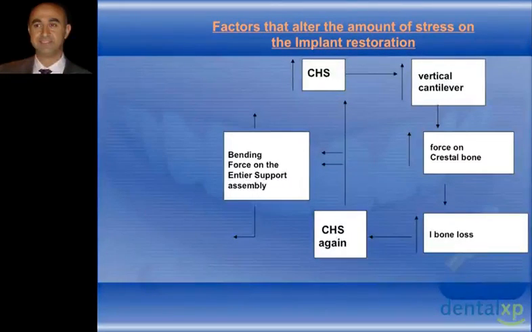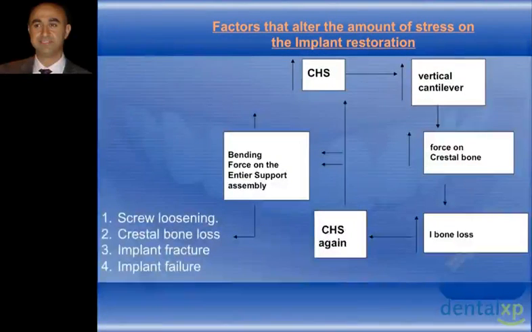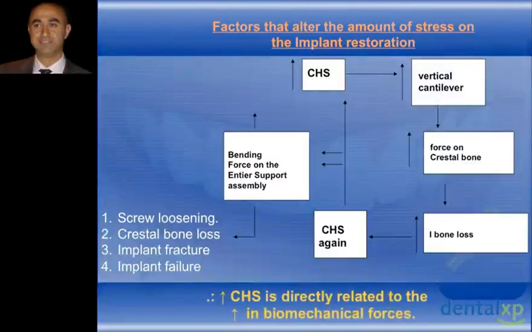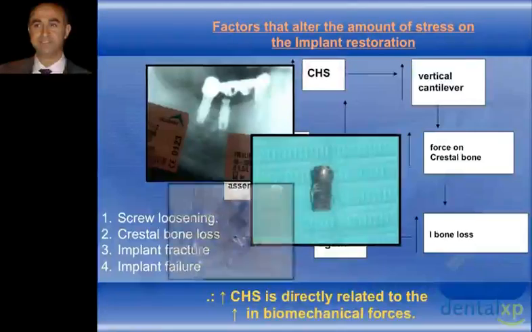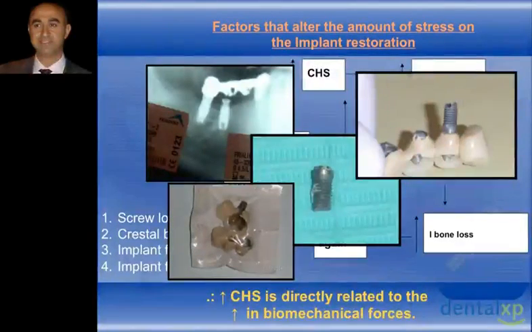Whenever you get more bone loss, again the crown height space increases, and it becomes a cycle, ending up with bending forces on the entire implant supported assembly itself. And what happens? You get screw loosening, bone loss, implant fractures, ailing implants, and failing implants at the end. So in other words, an increase in the crown height space is directly related to the increase in the biomechanical forces itself, and you get all the failures that was shown before.